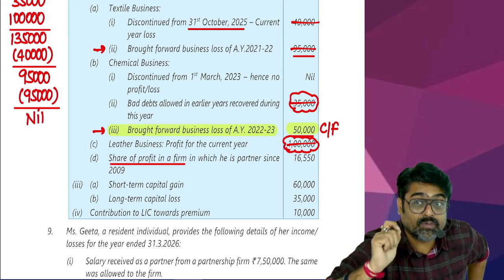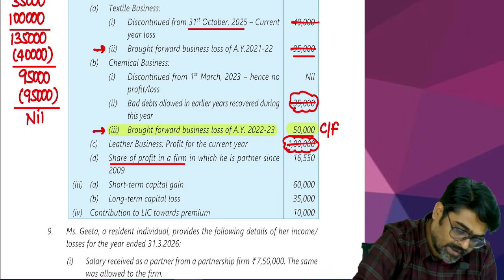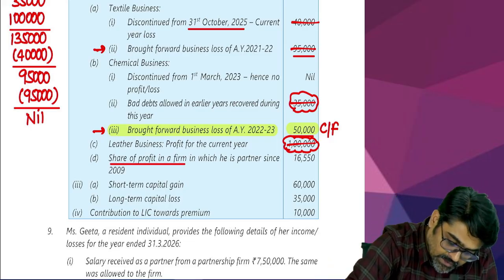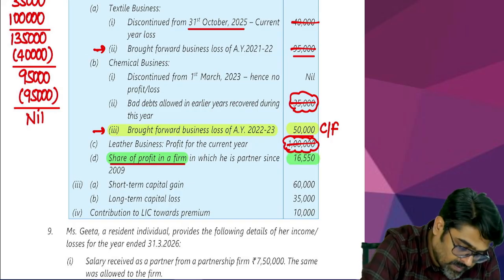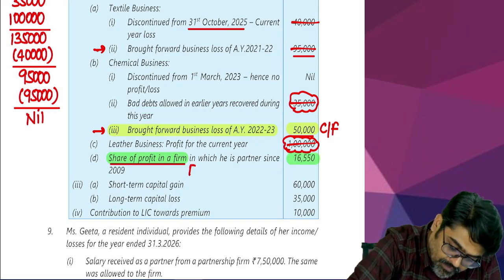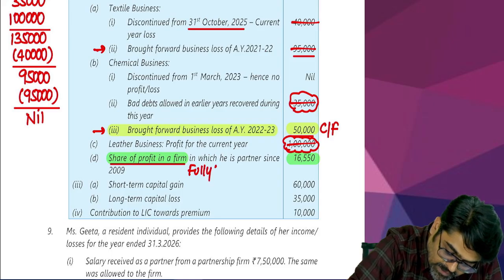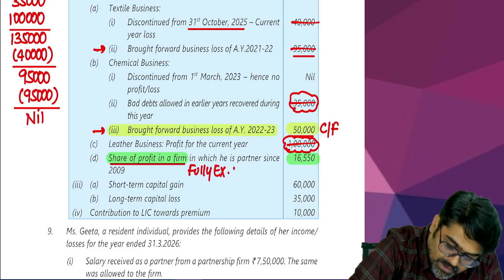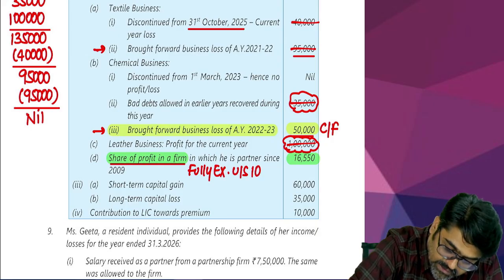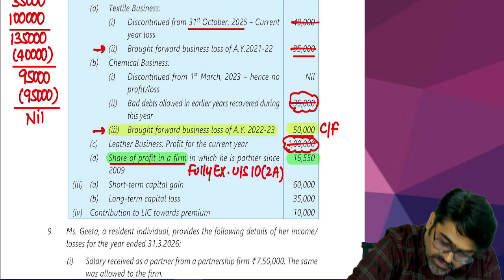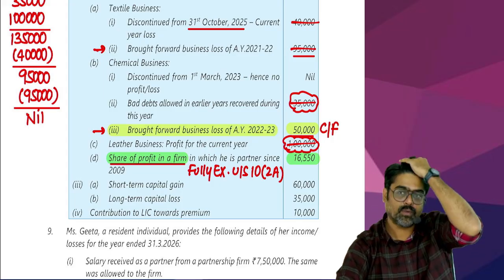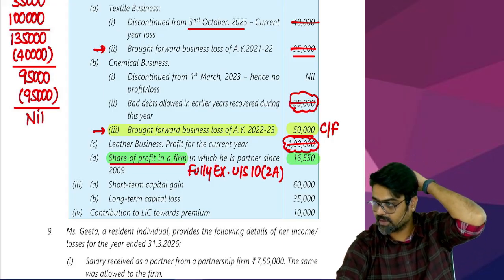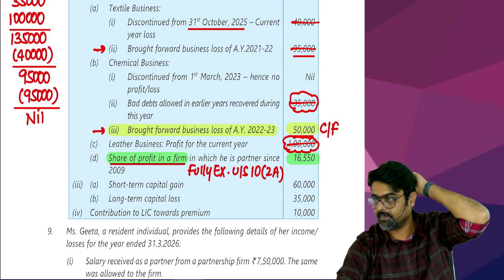whenever you receive share of profit, what did I say? Whenever you receive share of profit in a firm, that is always fully exempt in the hands of partner under section 10(2)(a). Which section? So as per section 10(2)(a), this will be fully exempt. Will you remember, sir? Hello, sir, will you remember?